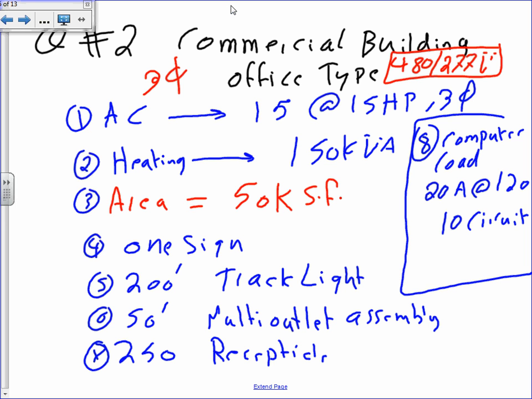This is new. Number 8 is new, guys, for you. I don't think we've done computer load, not this way. Computer load of 20 amps at 120 and 10 circuits. 10 circuits dedicated for data center.